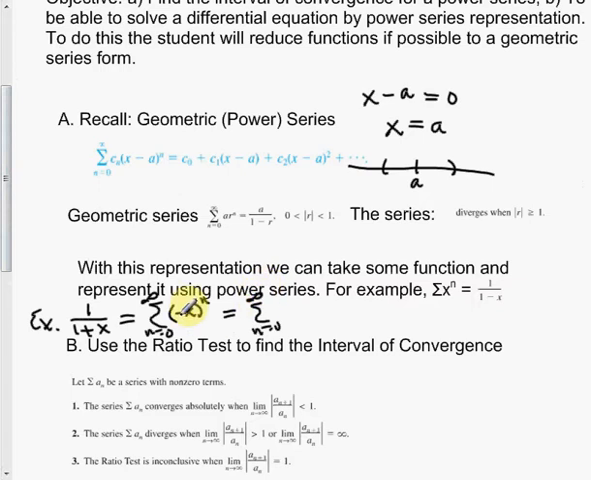We factor out a -1 from here. That's -1 raised to the n. This is (-1) to the nth power times x to the n. Right. Well, it doesn't matter as long as the function has this form.